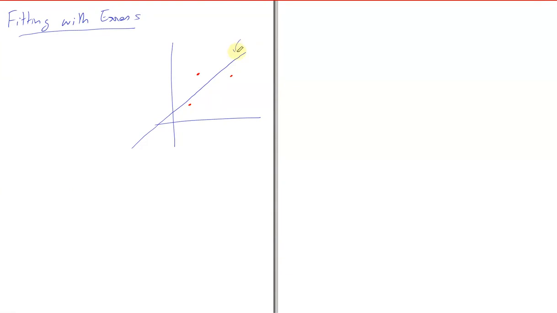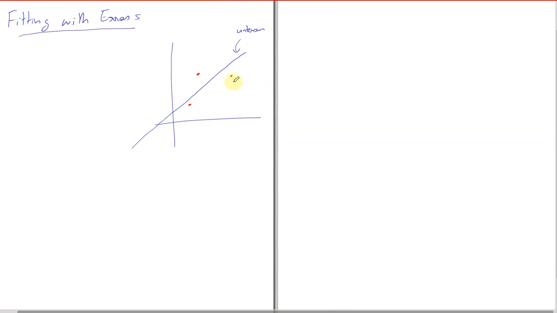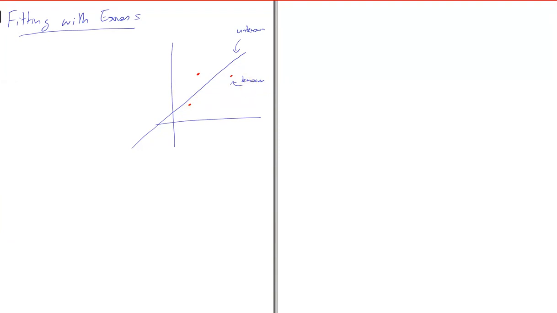So this line is unknown. We need to find this. These points are known. So earlier, how did you used to do this?